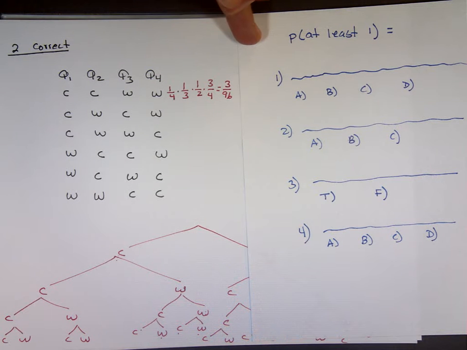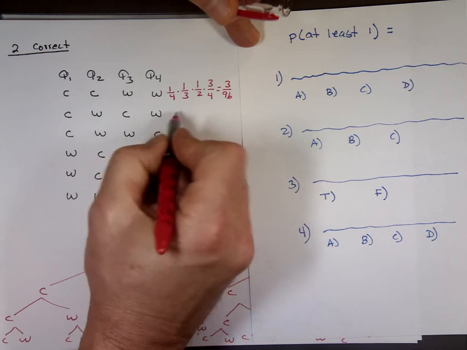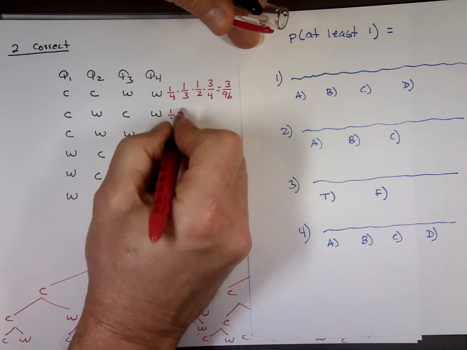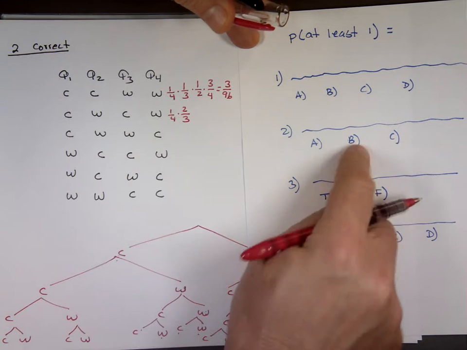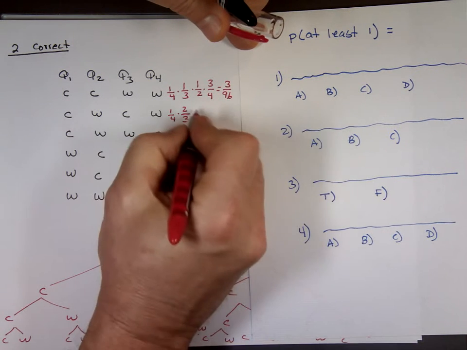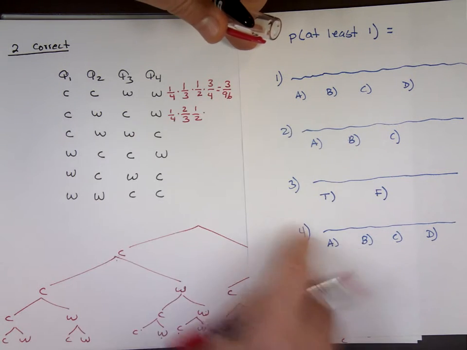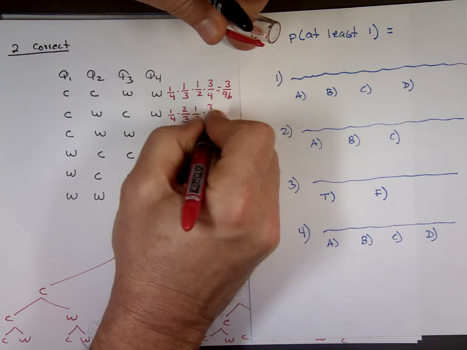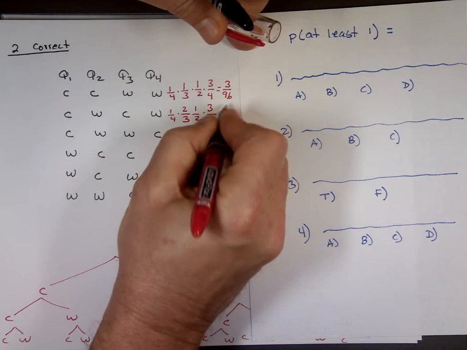Let's look at the second one. Correct, the first question correct, 1 out of 4. Second one is wrong. Wrong is what? 2 out of 3 choices wrong. Third one is correct, 1 out of 2. The last one is, was it wrong? 3 out of 4. 6 out of 96.